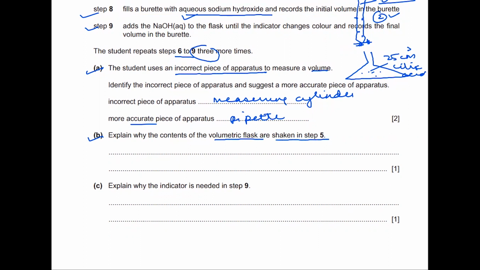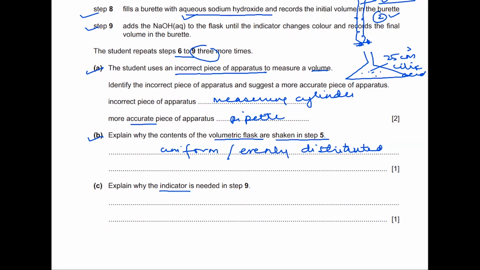the step 5. In order to have uniform or evenly distributed solutions. Okay? If you don't do it, if you don't shake the chemicals properly, thoroughly, there might be a more concentrated solution at one level, there might be less concentrated solution at some other different level. So we need to have a uniform solution.